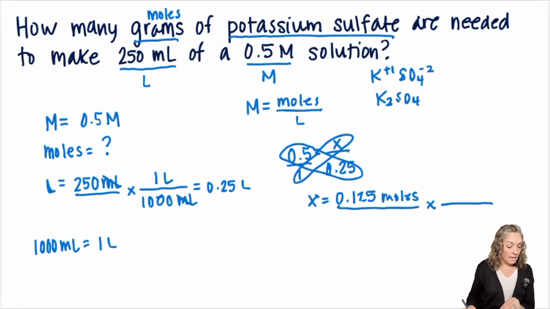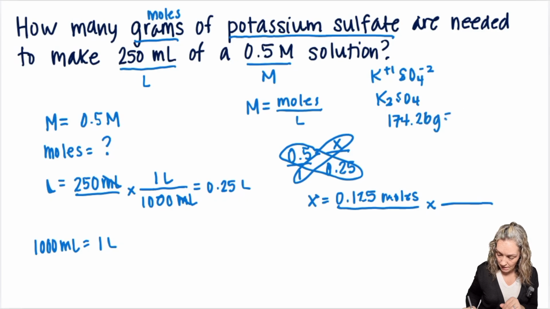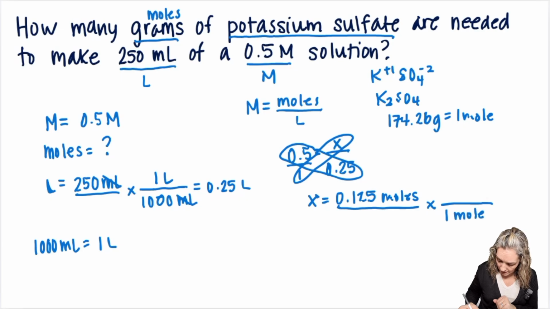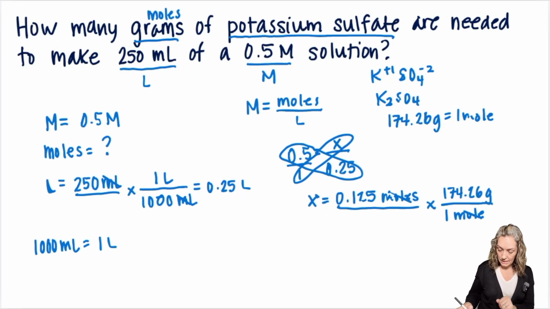Now that I have it stable, I'm going to add up K2SO4, and I find that when I add up 2 Ks, 1 S, and 4 Os, I get 174.26. The number I get on the periodic table represents the grams that are equivalent to 1 mole. Now that I have equal values, I'm ready to put 1 on the top and 1 on the bottom. So this time I'm going to put 1 mole on the bottom and 174.26 grams on the top so that my units of moles cancel out.